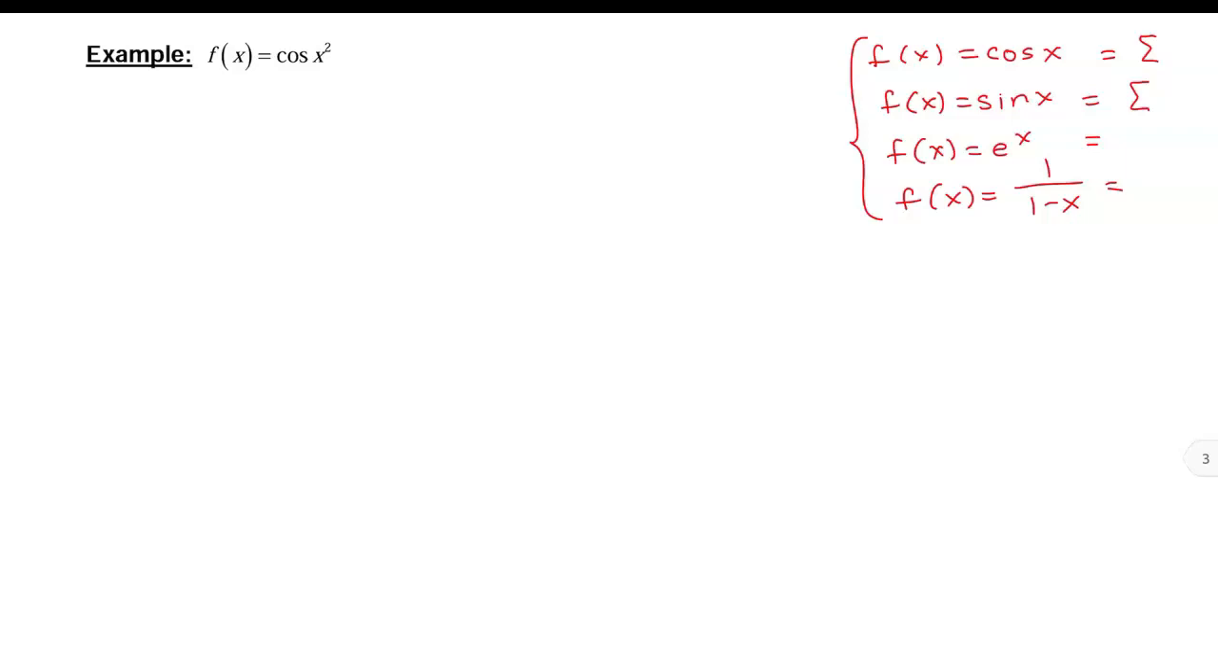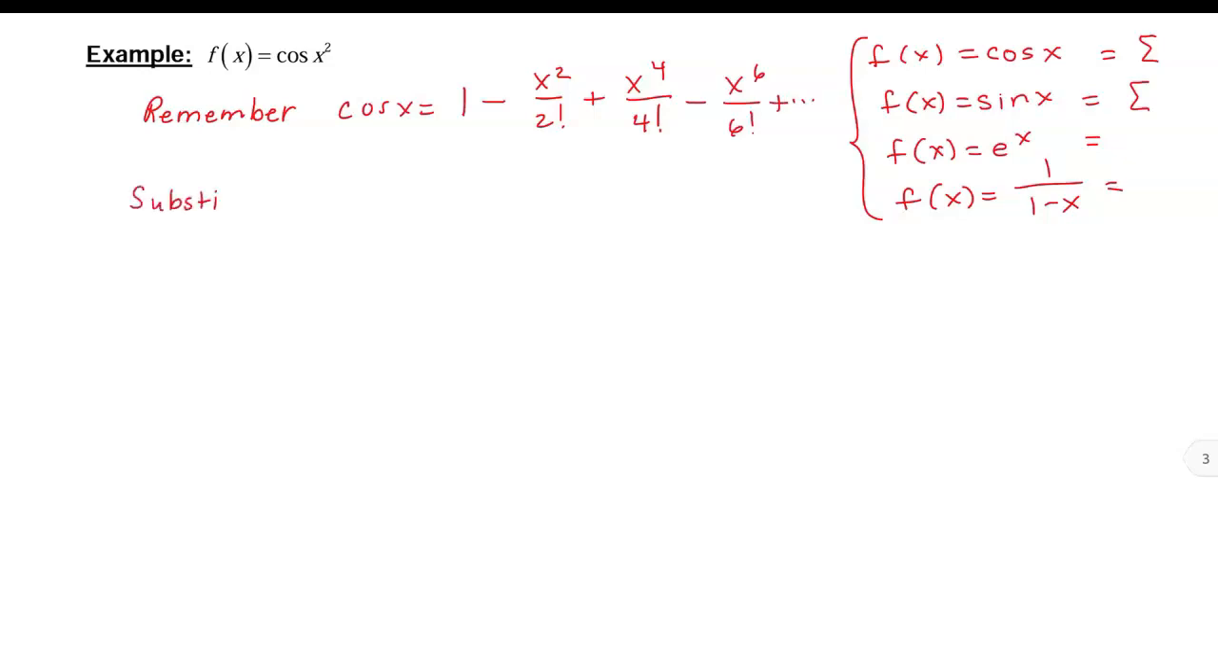Watch how easy this goes. If you remember that the cosine series is 1 minus x squared over 2 factorial plus x to the 4th over 4 factorial minus x to the 6th over 6 factorial and so on, then to figure out cosine of x squared, we just have to substitute in x squared for x. So I'll have cosine of x squared now, and wherever there was an x in the cosine series, I'll put an x squared. So here goes.